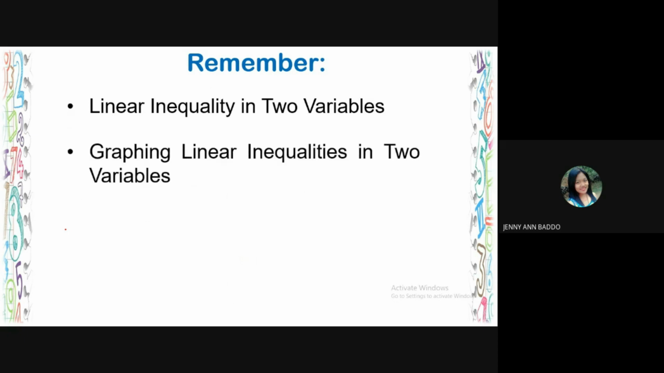And then, to determine if a given ordered pair is a solution of the given linear inequality, we simply have to substitute the given ordered pair into the given linear inequality. Now, if we arrive at a true statement, then that ordered pair is a solution. Otherwise, it's not.